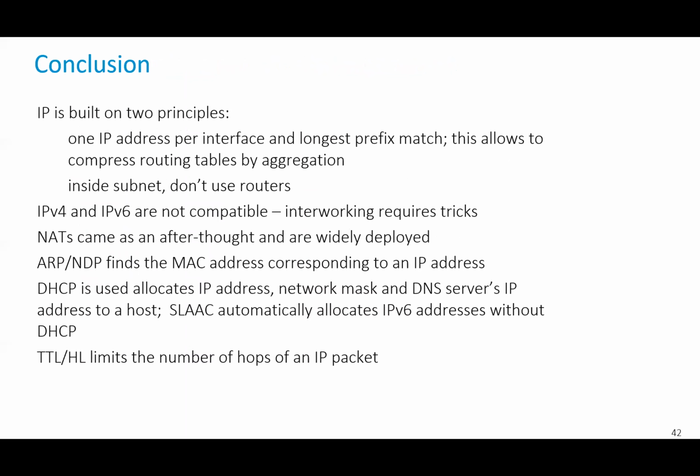Voila. So we have covered practically everything, but not all, of the IP layer. We've seen that IP is built on two principles: one IP address per interface and longest prefix match. And second, if the prefix is inside the subnet, you go directly to the host. In order to go directly, you need to find the MAC address, which you do with ARP or NDP. We've discussed NATs that came as an afterthought, but are so widely deployed that they play an important role in today's internet. And we've discussed DHCP and TTL or hop limit.